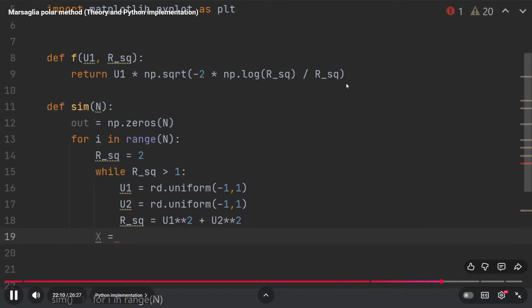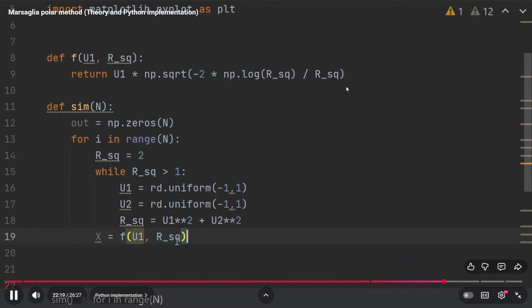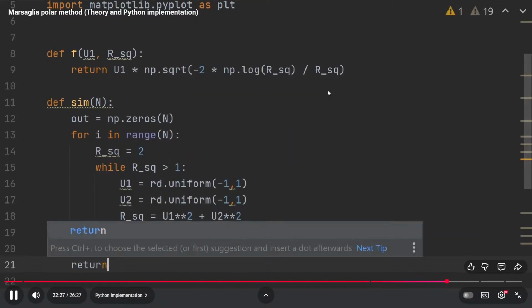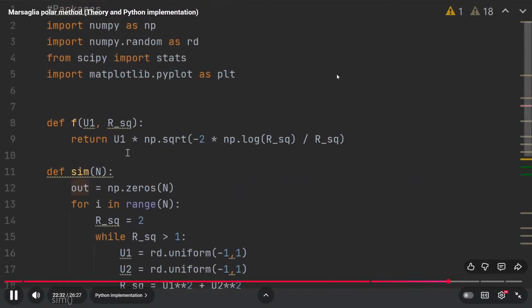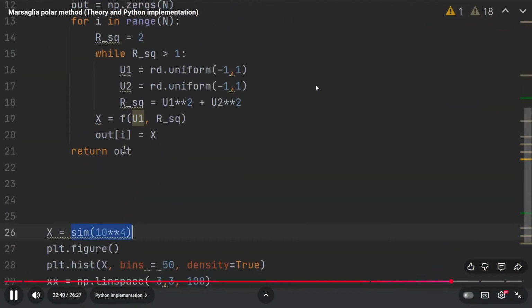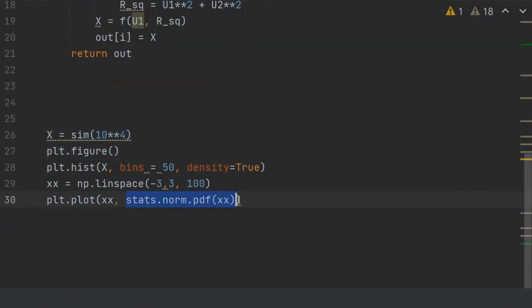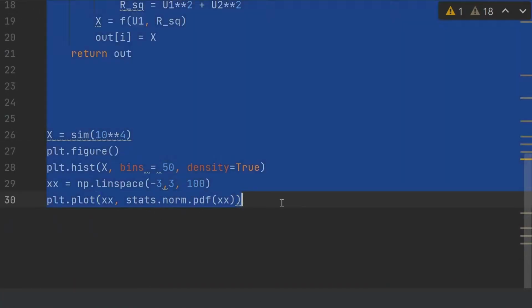X, which is equal to F with 1, is Q, which is the function up here, and then okay, my X, my output. So finally, I return my output. Then up here, I simulate 10,000 realizations. This should be standard normal. And then create a plot where I overlay the curve of the normal PDF.